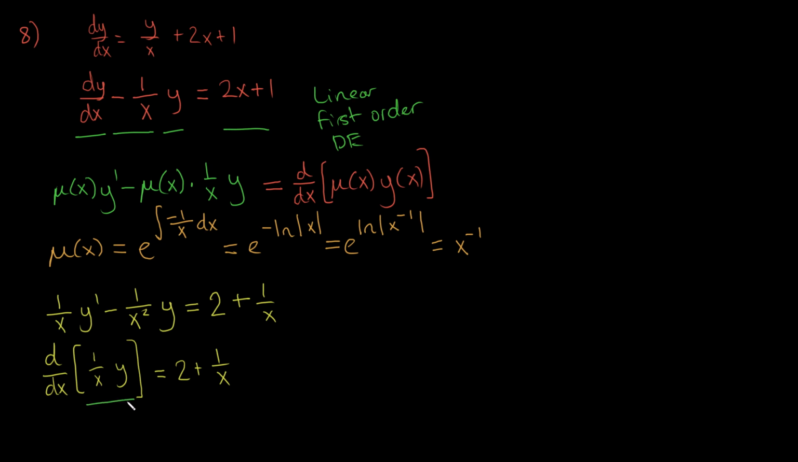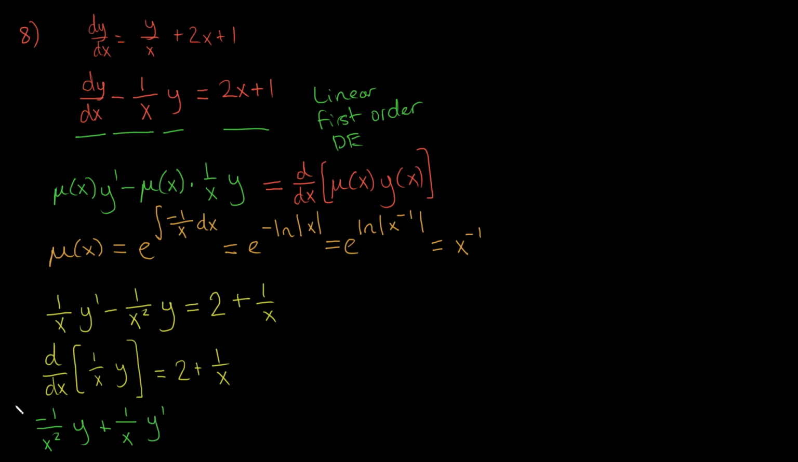So if we take the derivative of this, let's see if we'll get to this. All right, let's do it. First we want to take the derivative of our first function. The derivative of x to the negative 1, or 1 over x, is negative 1 over x squared. And that's just going to be times y. And we're going to add to that, not taking the derivative of this function, 1 divided by x, but taking the derivative of y, so y prime.